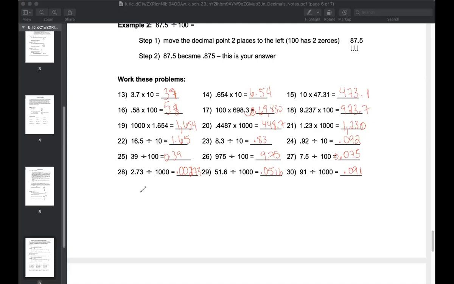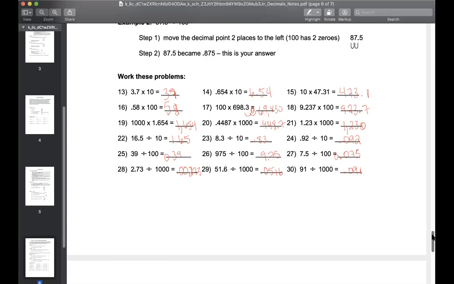So I did 28, 29, and 30. And all I did was, because I'm dividing by 1,000, I moved my decimal place 3 places to the left. So I got 0.00273, 0.0516, and then 0.091. All right, so it's a good thing to just keep in mind this quicker way to do that division so that you guys can get this work done that much faster.